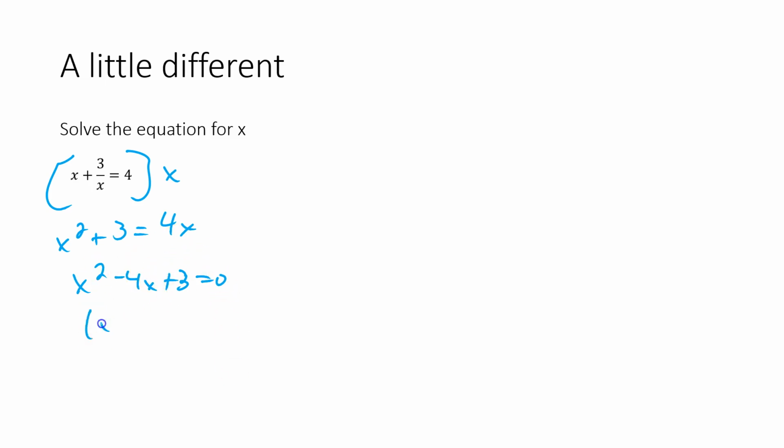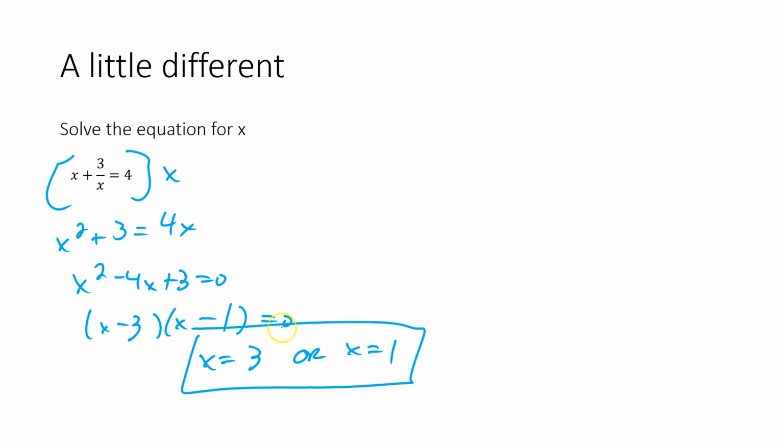So now let's see if we can factor this. (x )(x ) equals 0. Positive 3, negative 4 is a negative 3, negative 1. So what are my options for x? x could be 3, or x could be 1. Now, it's always good to go back and check your work. So let's check up here. 3 plus 3 over 3 is 3 plus 1, which is indeed 4. That works. And 1 plus 3 over 1 is 1 plus 3, which is also indeed 4. That works. Cool.